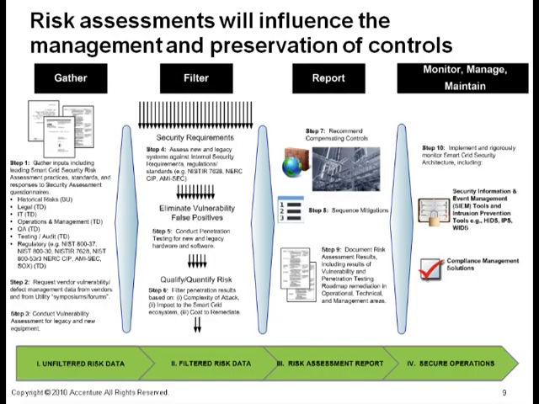What I wanted to do here is just briefly outline a risk assessment process that can help manage and preserve the controls that you put in place. So across the top, you'll see some primary stages: a gathering stage, a filtering stage, a reporting stage, and then what I call a sustainability stage, where you're monitoring, managing, and maintaining the environment that you've established.